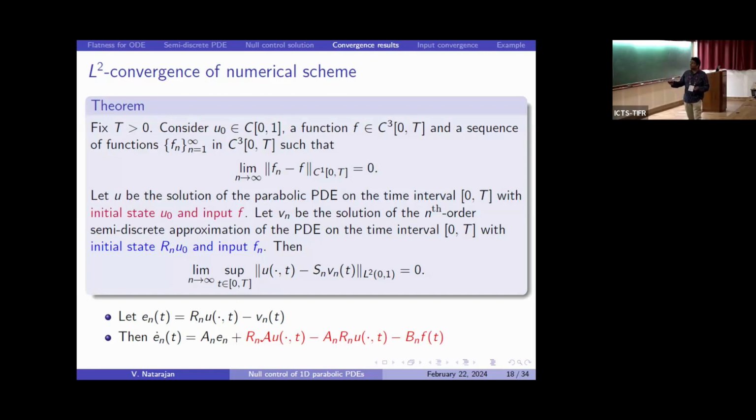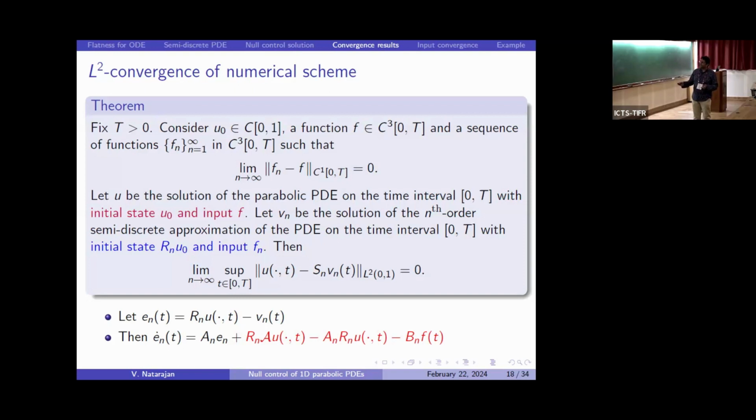Okay, so we see that the initial state u_0 of the ODE converges to the initial state of the PDE, and the input of the ODE converges to the input of the PDE. So we expect that the solution should converge, and that's what the result says. The solution of the semi-discrete ODE converges to the solution of the PDE. Okay. The idea of the proof is as follows.